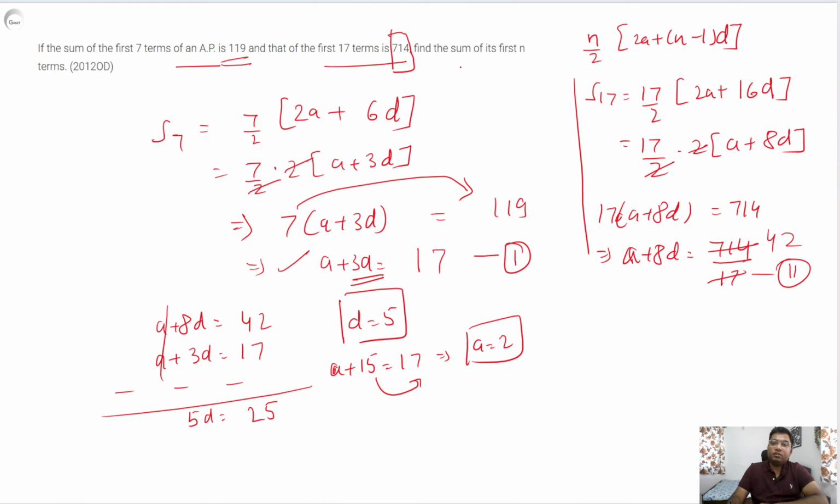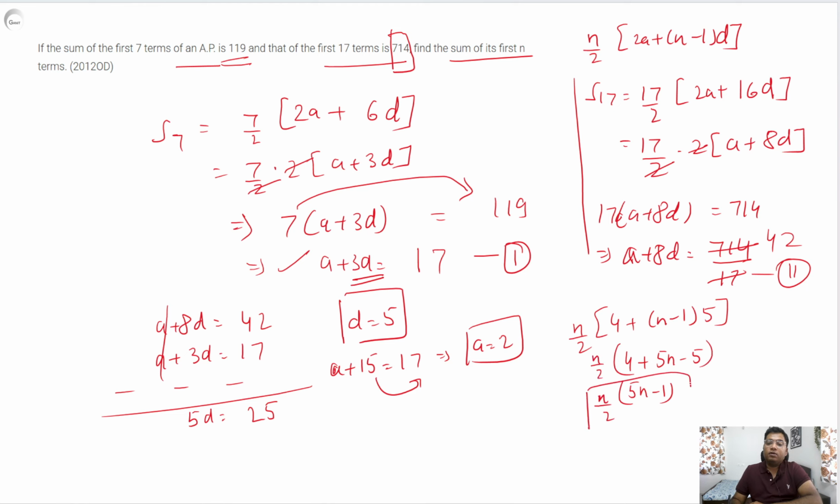Now I'm going to solve the question further. The question says find the sum of its first n terms. First n terms means they are not specifying n. That means the answer that you will get will be in terms of n. Okay, so n by 2, 2a means 4, n minus 1, and common difference is 5. Okay, so if you simplify this, you get 4 plus 5n minus 5. That means 5n minus 1, and the n by 2 will just tag along. So n by 2 times 5n minus 1. That's your answer. Okay, so this is how you solve the question.